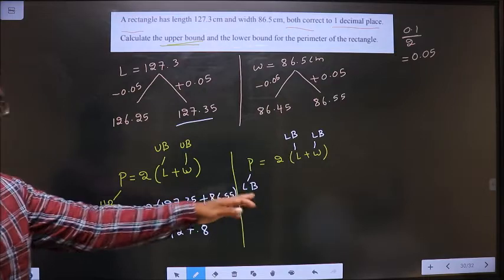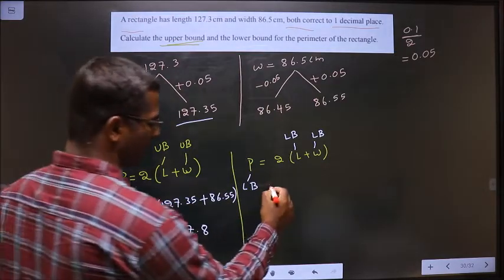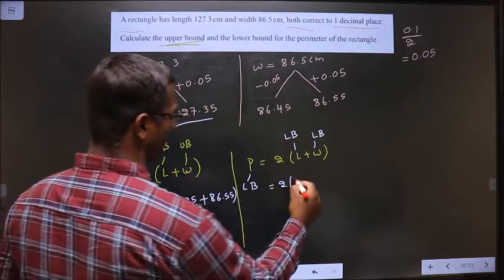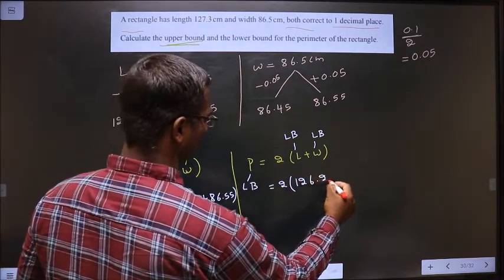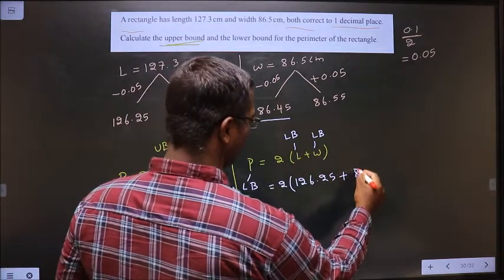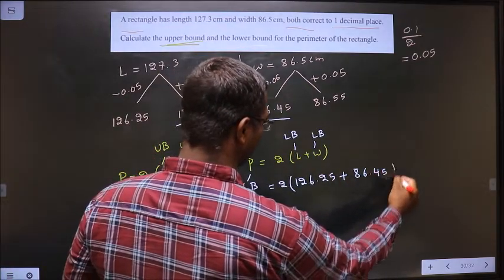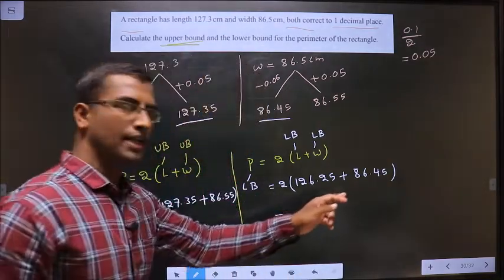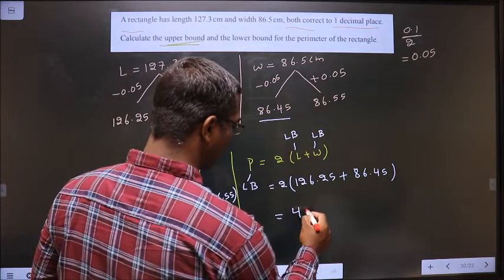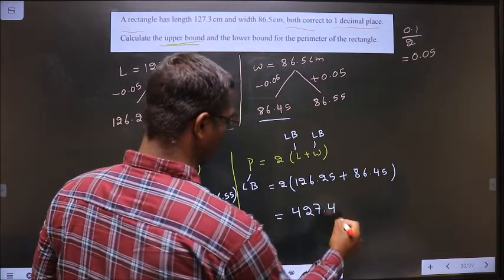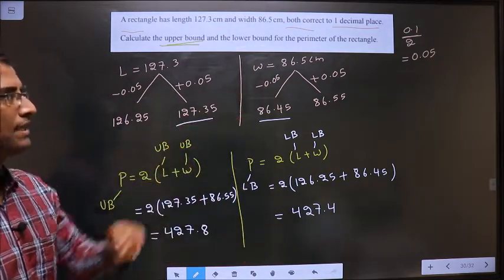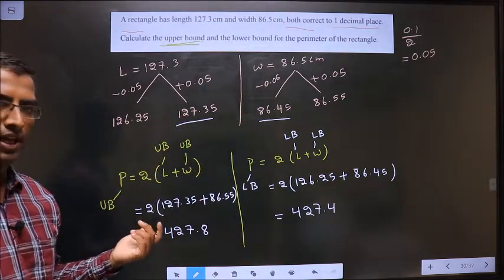Okay. Now here 2 times lower bound for L is 126.25. Lower bound for W is 86.45. Put this in the calculator. You get 427.4. Thus we have found upper bound and lower bound for the perimeter of the rectangle. Am I clear?